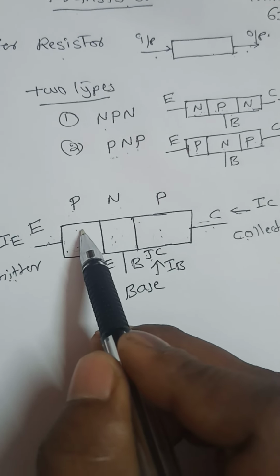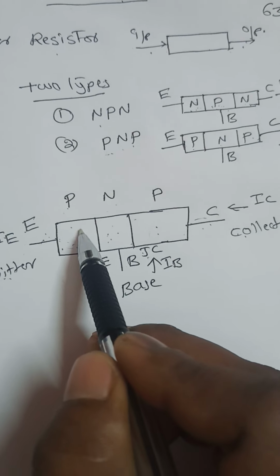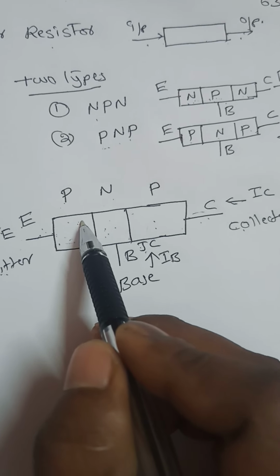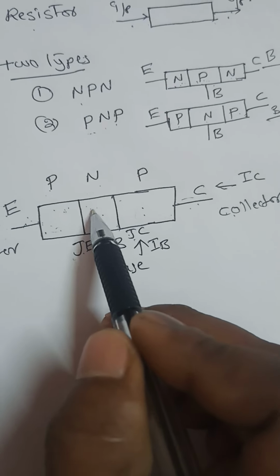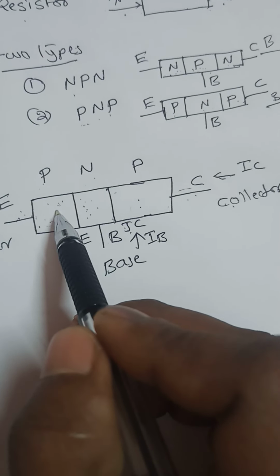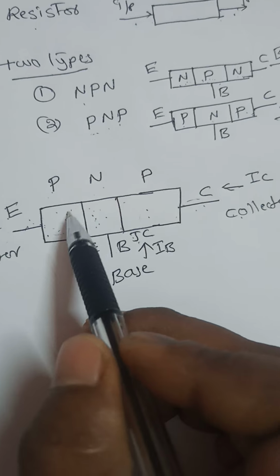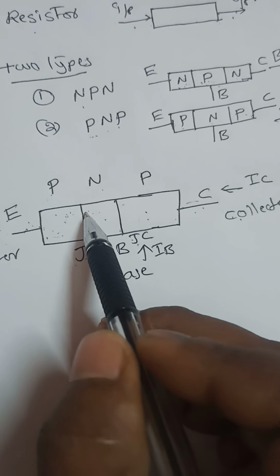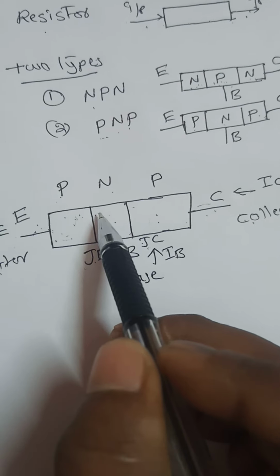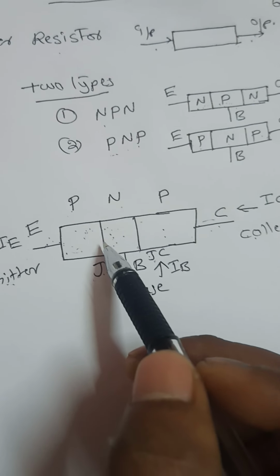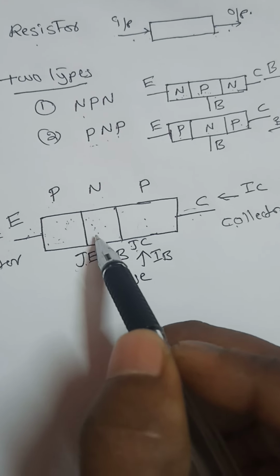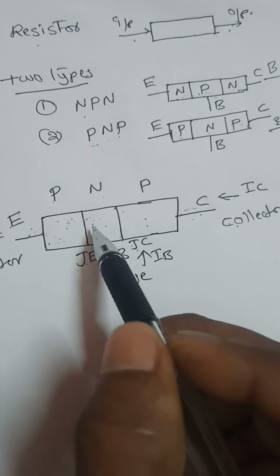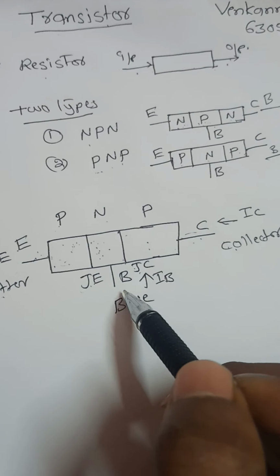And here majority carriers from the P-type semiconductor flow into the N-type semiconductor. Similarly, in the N-type semiconductor, majority carriers flow into the P-type semiconductor. When majority carrier holes flow into the N-type semiconductor, what will happen? Recombination occurs. Due to the recombination, the majority carrier electrons disappear in the N-type semiconductor. That is nothing but the base current.